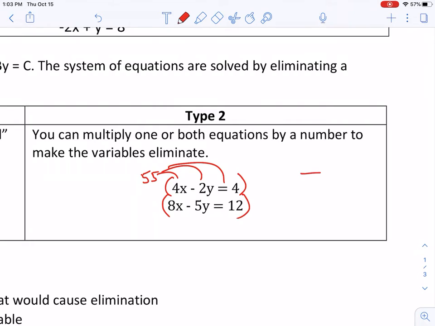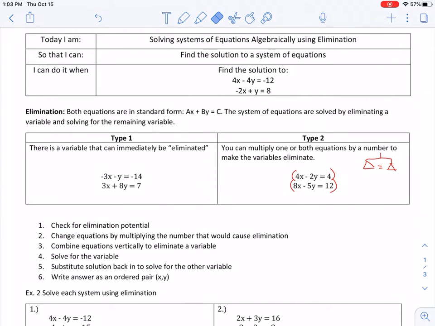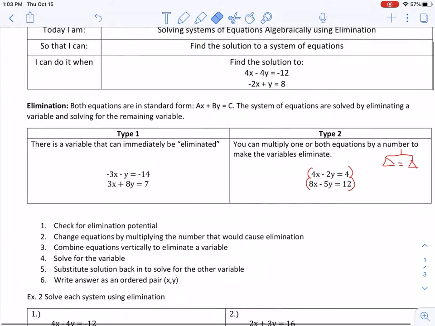And think about an equation like a scale. If we had a scale here and it was balanced, as long as I multiply everything by the same value, then our scale remains balanced. It's still equal. So the trick with type 2s is figuring out what number we should use to create a situation where the variables will be eliminated, like here. And so that's what we're going to be practicing.